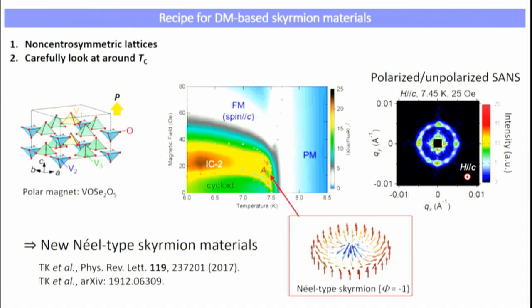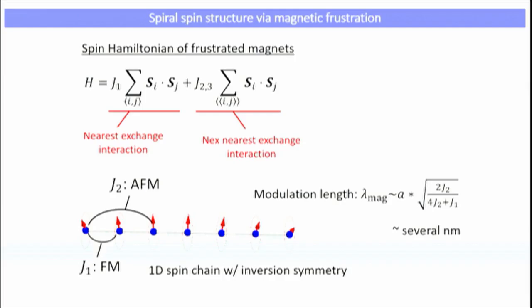So then, how about the magnetic frustration? I'd like to explain what the difference of the frustration mechanisms to stabilize the Skyrmion is, and what kind of different physical property comes out from this mechanism. So magnetic frustration can support the spiral structure as well as the DM interactions. It can be understood by the simple model with competing interactions J1 and J2 on the one-dimensional spin chain.